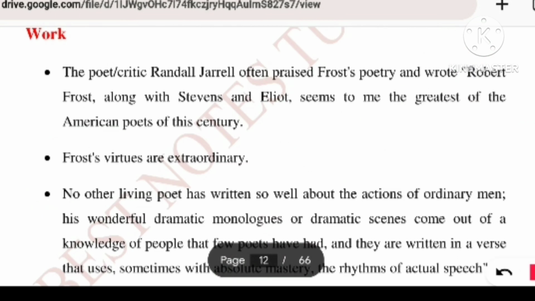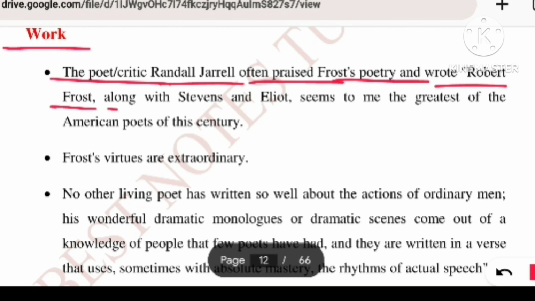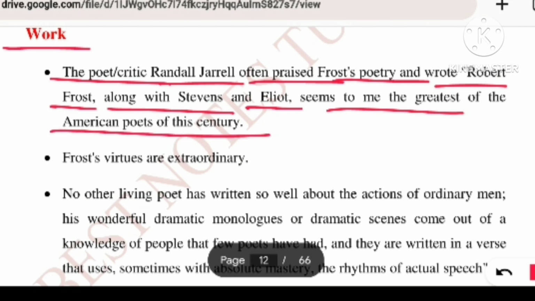Now let's transition to the work of Robert Frost. The poet and critic Randall Jarrell often praised Frost's poetry and wrote, Robert Frost along with Stevens and Eliot seems to me the greatest of the American poets of his century. Now see, when Robert Frost came back to America from England, he got his works published and then he became popular in his own place as well. So later on he became the national poet of America as well.